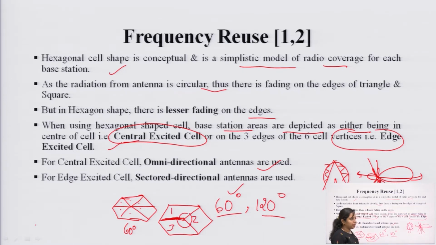Depending on the population, like in suburban areas or open areas where there is lesser population, a larger cell can work. So, 120 degree sectoring can be used, or it may not require sectoring. But when the population is quite large and we require connectivity, then 60 degree sectoring will work, where each sector consists of a larger number of users. So, omnidirectional antennas are for center excited, and for edge excited, sector directional antennas are used. So, this is the 60 degree and 120 degree concept.